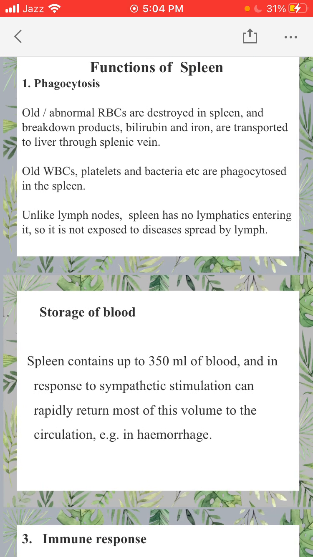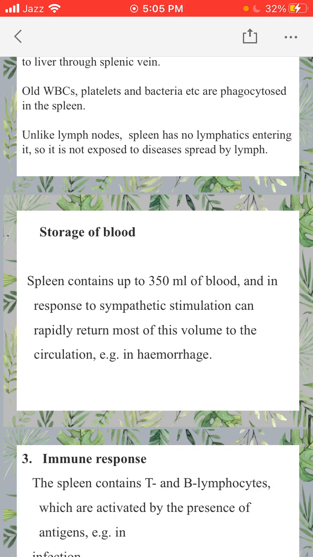The next function is storage of blood. The spleen can store up to 350 ml of blood, and this storage function is very helpful in case of circulatory shock. For example, during hemorrhage, our body needs blood. So sympathetic stimulation causes vasoconstriction in the spleen, and this blood is then returned to the circulation. So a very important function of the spleen is storage of blood.